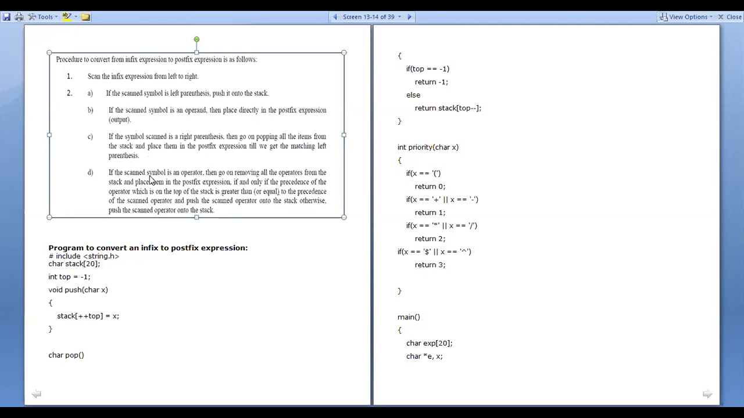D, if the scanned symbol is an operator, then go on removing all the operators from the stack and place them in the postfix expression if and only if the precedence of the operator which is on the top of the stack is greater than or equal to the precedence of the scanned operator, and push the scanned operator onto the stack. Otherwise, push the scanned operator onto the stack.